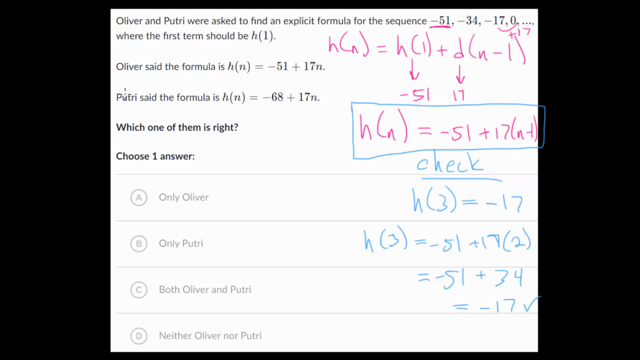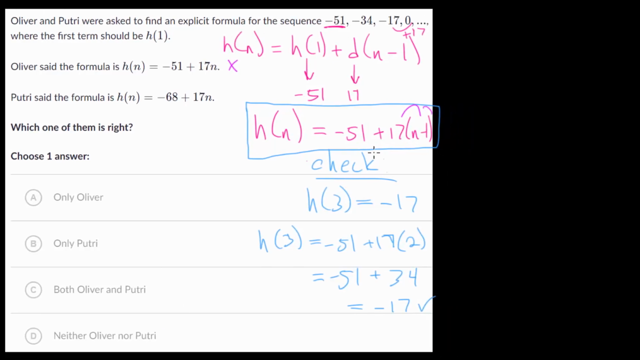Now, looking at Oliver and Putri's formulas, notice neither of them look exactly like ours. And we can actually eliminate Oliver's formula right away, since it doesn't have the plus 17 times n minus 1 like our formula. It has plus 17 times n. So that's definitely not correct. And Putri's formula, it's different than ours, but it could potentially be right if we distribute the 17 to each of these terms. So let's make a little space and try and simplify this.